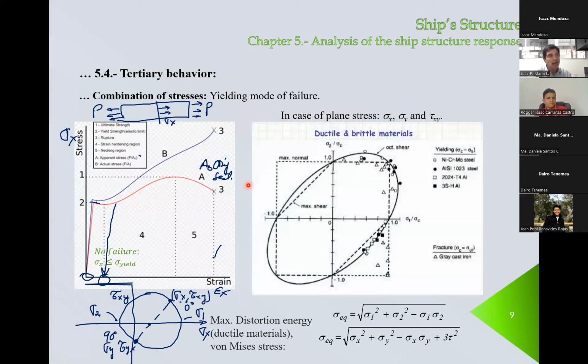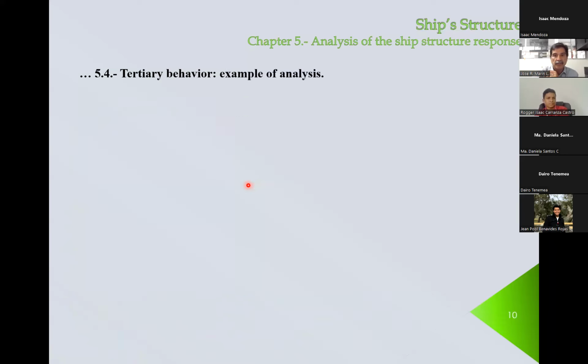Okay, people, so this is what we're going to apply for the next example. We're going to calculate sigma 1, sigma 2, sigma 3, and then we're going to do a combination at a certain point. And we're going to check with a real ship that this is really satisfied. Okay, so let's do it.